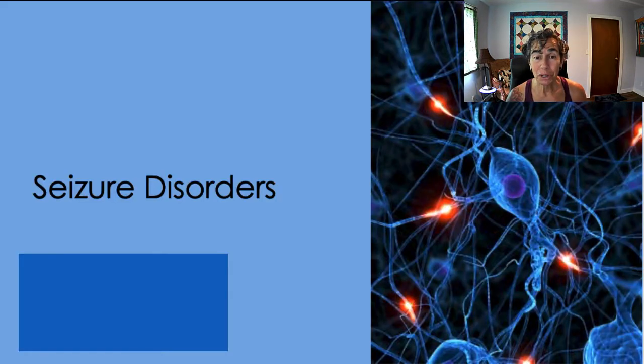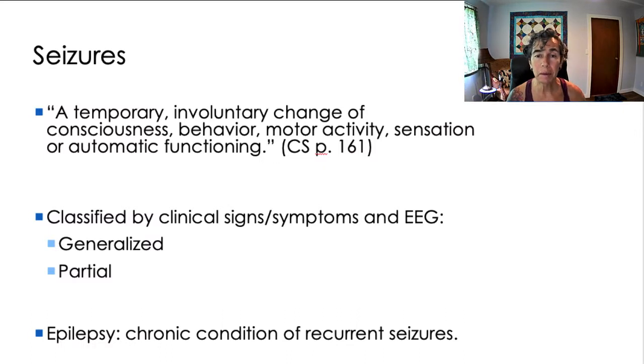First up is seizure disorders. A seizure is a temporary involuntary change of consciousness, behavior, motor activity, sensation, or autonomic functioning. It's classified by clinical signs and symptoms, and you can also see it on an EEG, or electroencephalogram. We have two different types, a generalized seizure and a partial seizure. We used to call them grand mal or petit mal. Now we call it generalized if it's all over the body, partial if it's a smaller form of seizure. Epilepsy is a chronic condition that is marked by recurrent seizures.